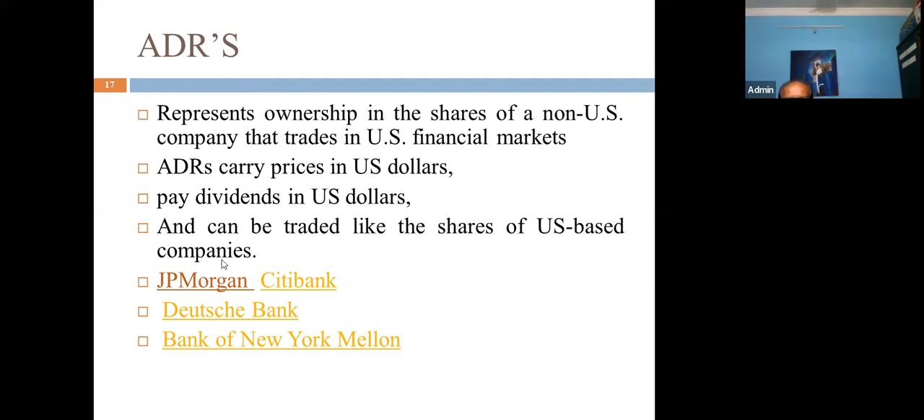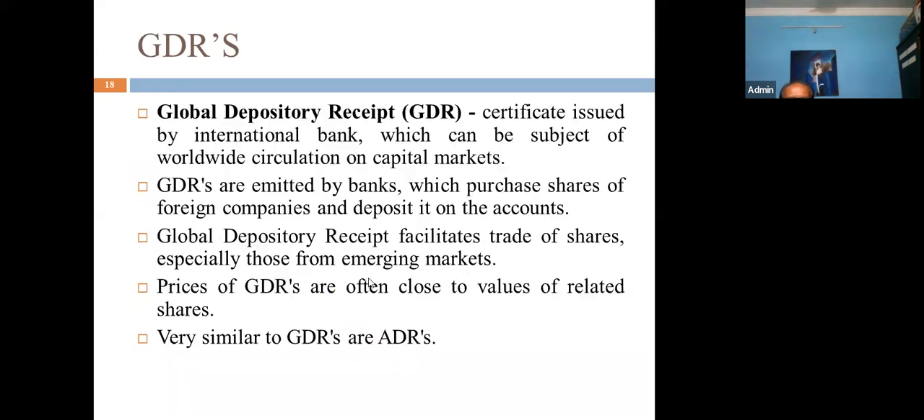Now these are some company names I have mentioned: JP Morgan, Citibank, Deutsche Bank, then Bank of New York Mellon. These banks have issued ADRs.